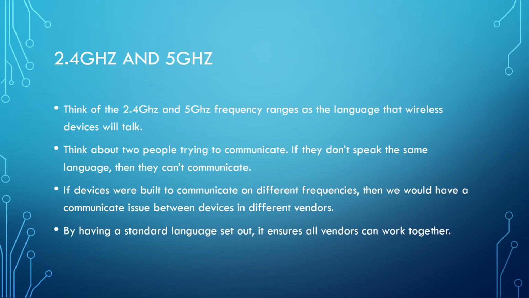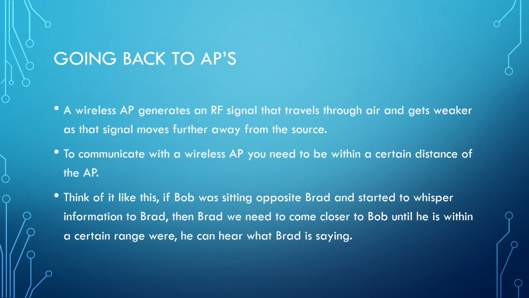And like I said before, it ensures that all vendors can work together, since there's already a set guideline, a set of regulations to define what frequencies are to be used. Now, going back to access points, a wireless AP generates an RF signal that travels through air. Now, it's important to understand that as this RF signal travels through the air, it actually gets weaker. So as the RF signal moves away from the source, that signal gets weaker.